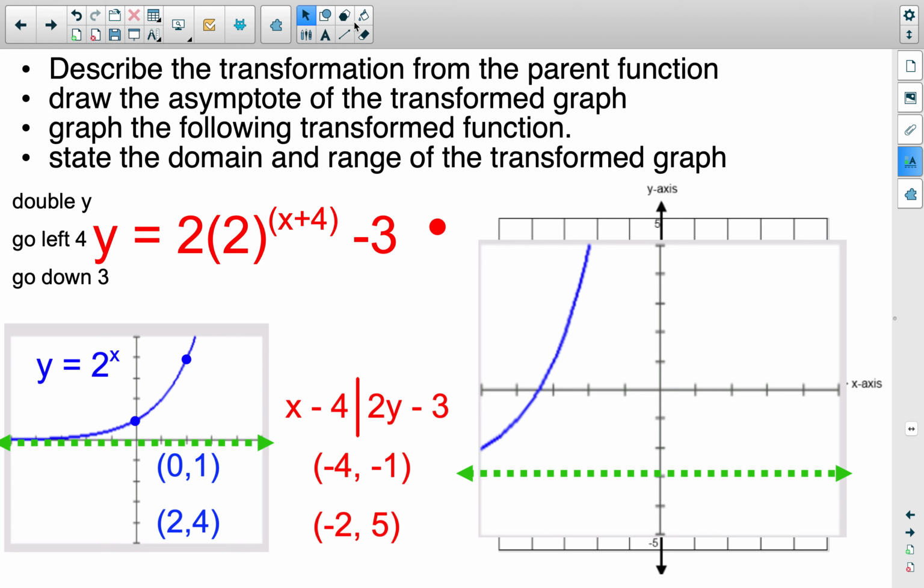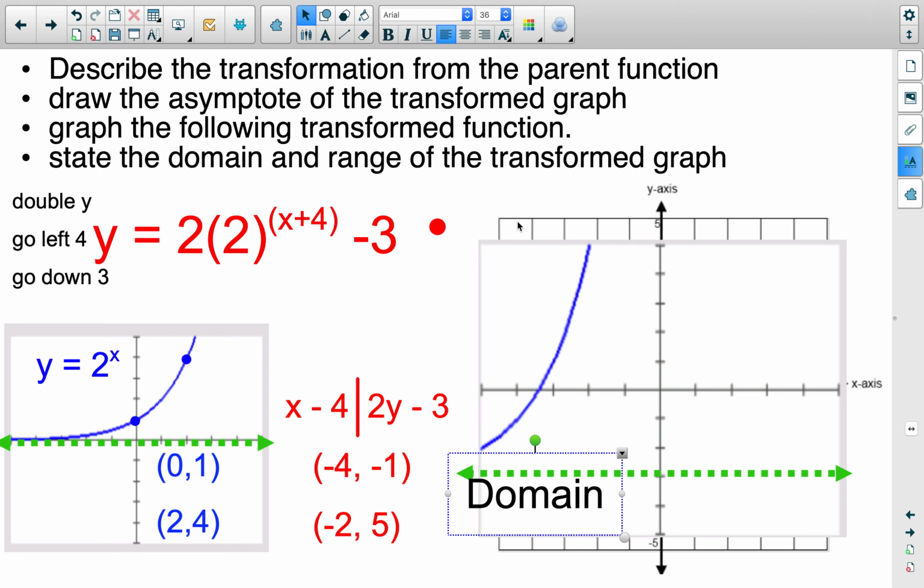If you look at this graph, and I know I don't have the best picture here, what is the domain of any exponential function? Look at the parent function. It goes on forever to the left, forever to the right. Same thing here, even with my shifts, it's going to go forever to the left, and forever up and to the right. So my domain for this is all real numbers.